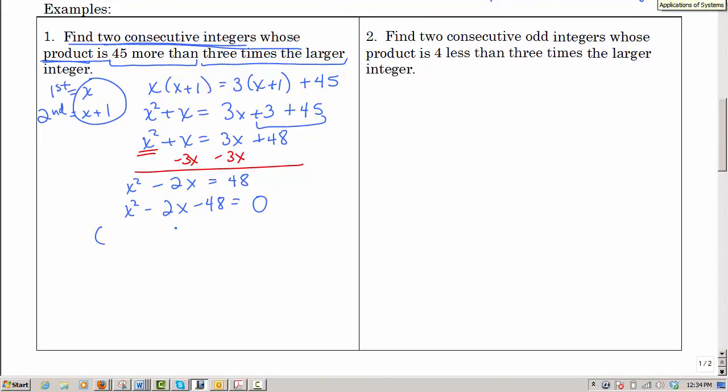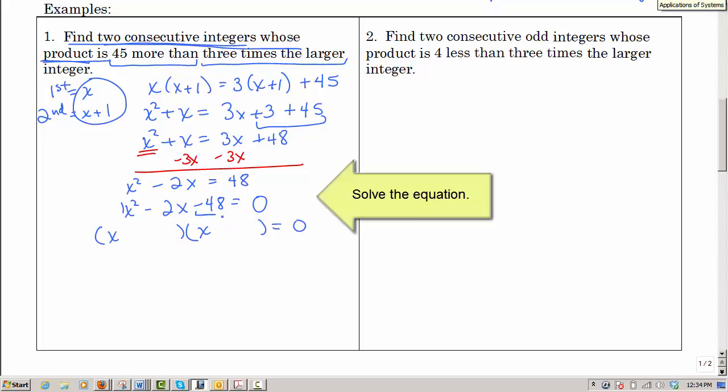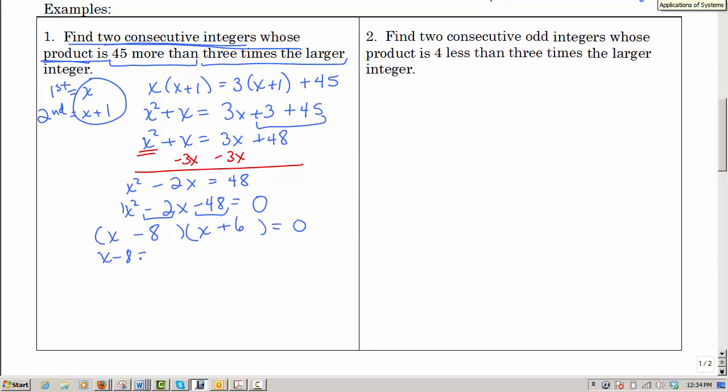Now I need to factor. This is where we get to practice those trinomials. Leading coefficient of 1 makes it a little bit easier. So what multiplies to get negative 48 adds to get negative 2. Negative 8 and positive 6. Then we set both of those equal to 0 and we solve for x.